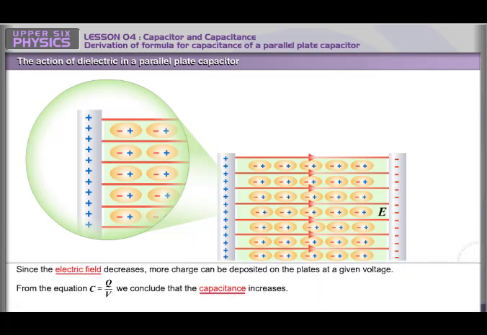Since the electric field decreases, more charge can be deposited on the plates at a given voltage. From the equation C equals Q over V, we conclude that the capacitance increases.